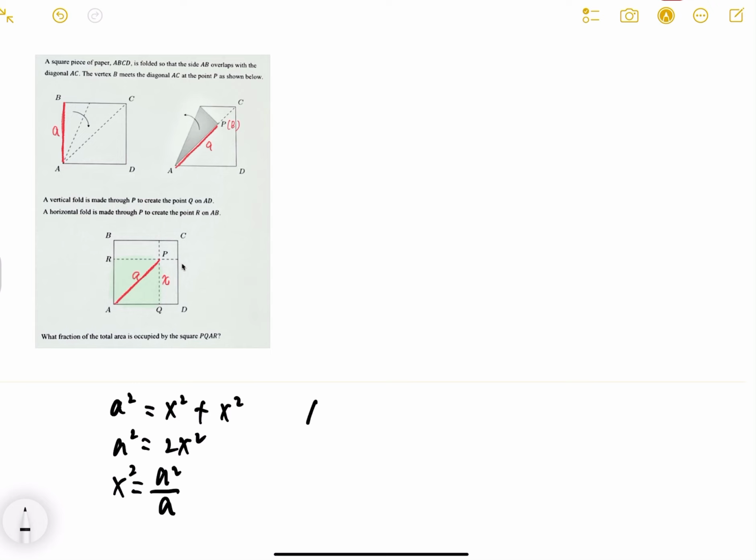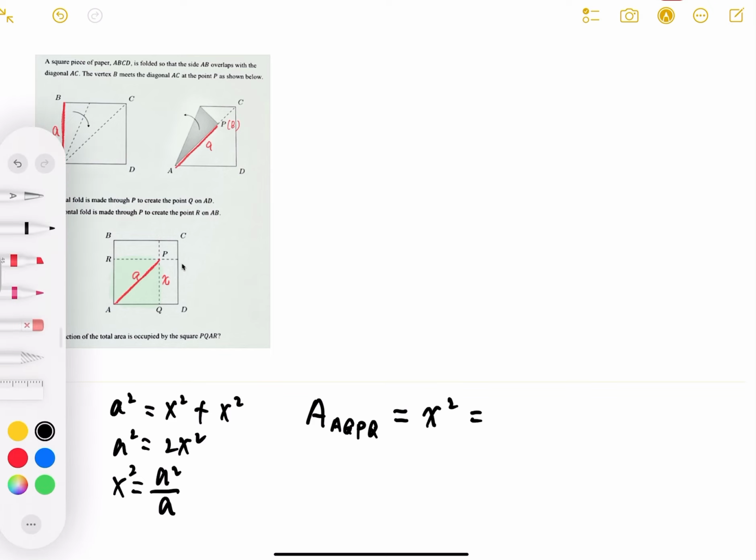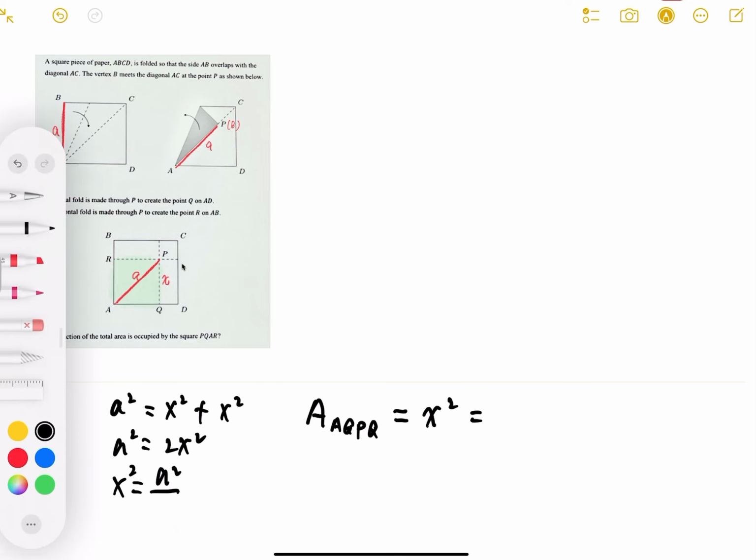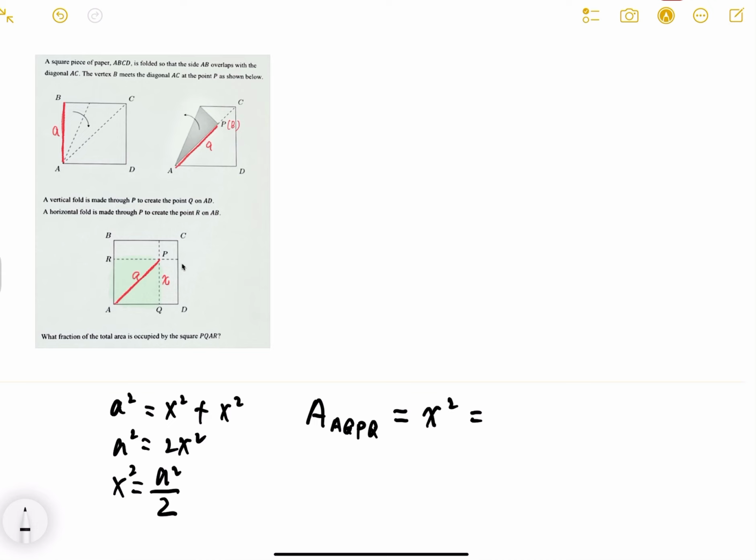Then the area of this square AQPR should just equal X squared, right? Sorry, I wrote it wrong, I'm changing that to X squared here. So the area of the square will be equal to X squared, which is equal to A squared on 2. And the original area of the big square ABCD is equal to A squared.